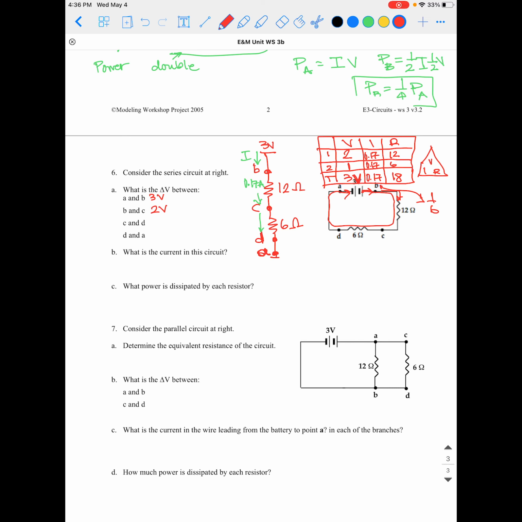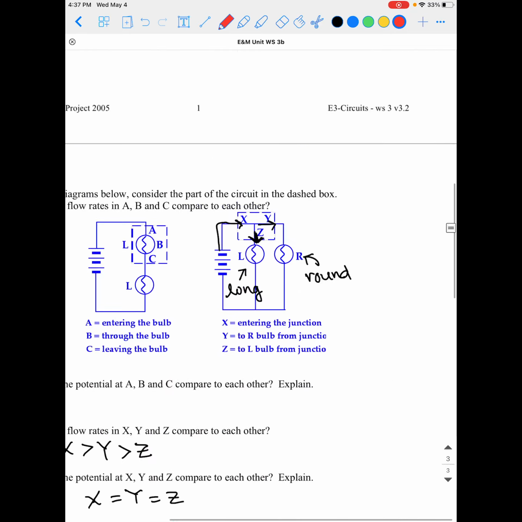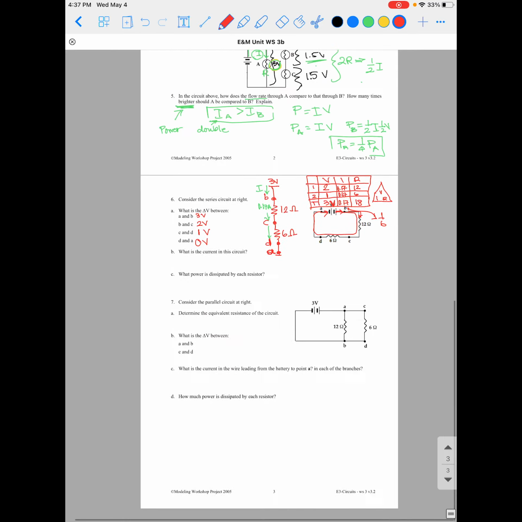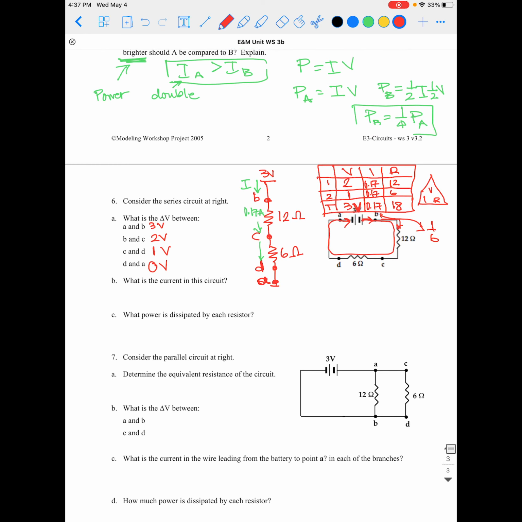Between C and D, that's our second resistor. The second resistor has a voltage drop of 1 volt. Calculated that with our current VIR chart, it's 0.17 amps.